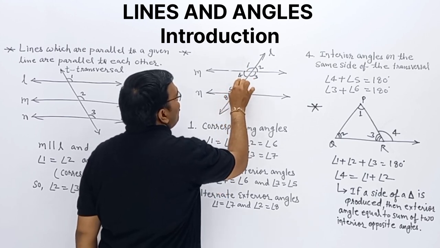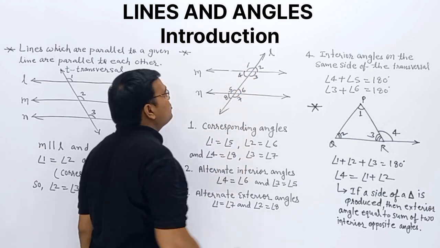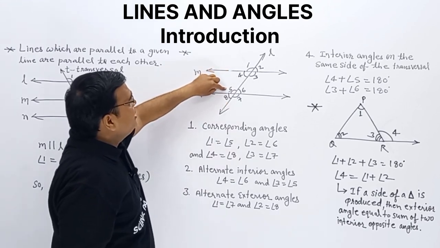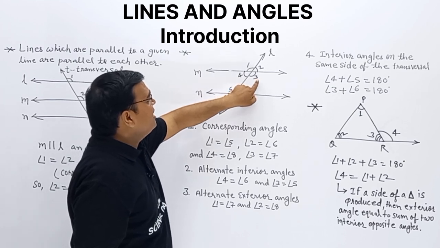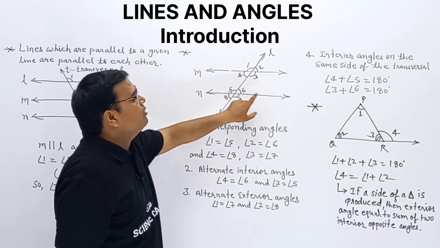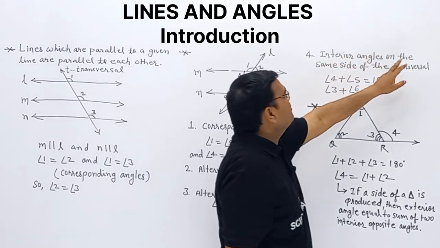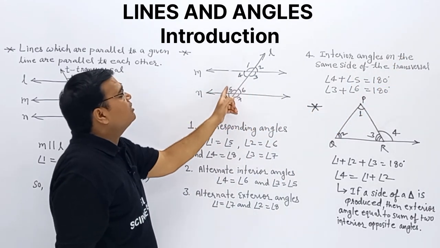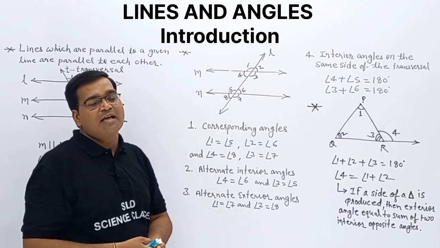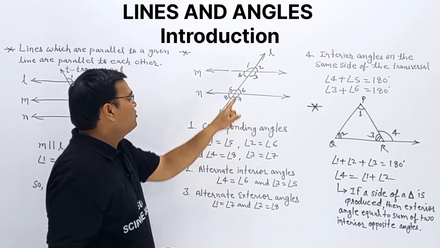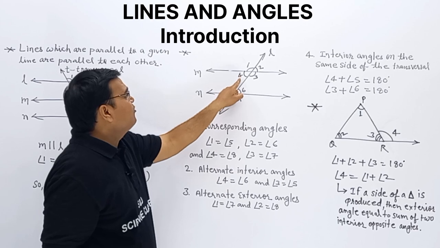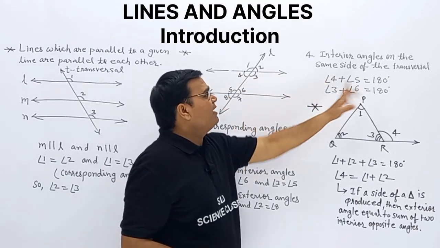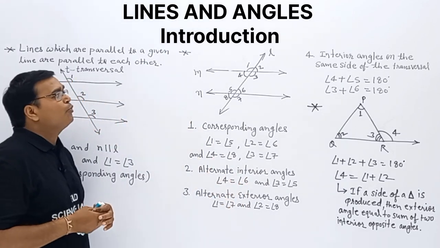So we can say the sum of interior angles on the same side of the transversal, it means angle 4 plus angle 5 equals 180, and angle 3 plus angle 6 will be what? 180. So the sum of both interior angles on the same side of the transversal will be 180 degrees. Angle 4 plus angle 5 is 180. Angle 3 plus angle 6 is 180.